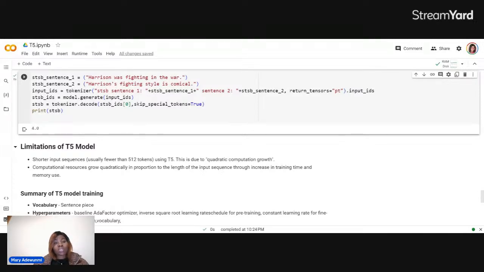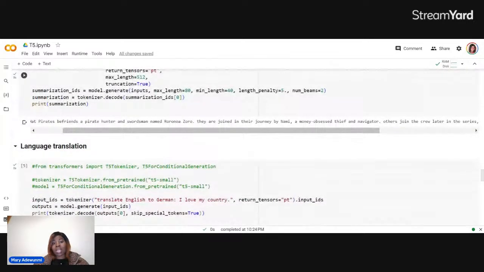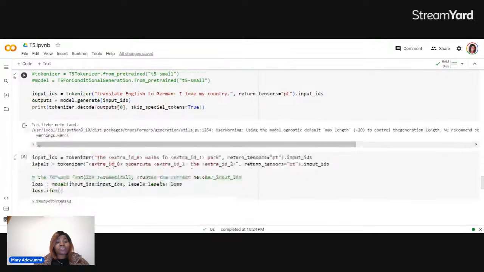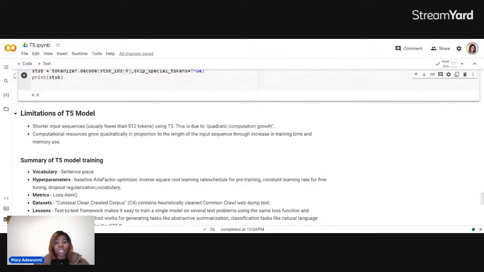So that is definitely what is affecting this, because it's just going to take the small portion and tokenize it. It's just going to take 512 tokens. So this is due to quadratic computational growth. Computational resources grow, it's just a repetition, but why is it growing? Because of training time and memory use. So it has issues with that.